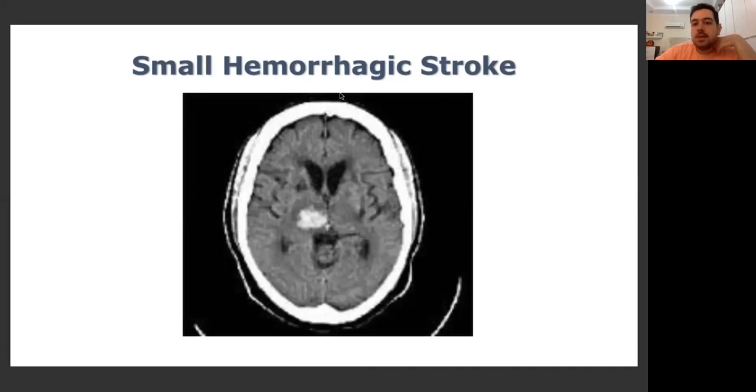So this is a typical case of a small hemorrhagic stroke. And we said that we can identify it immediately on CT. Once we see that, we don't give the patient TPA.